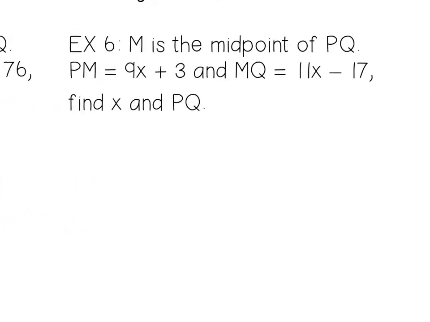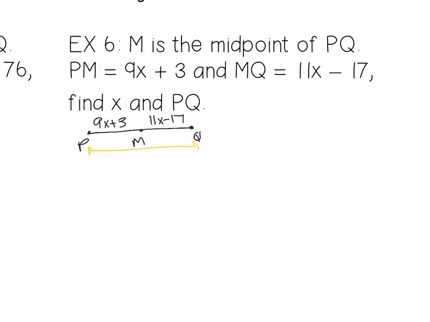Now I want you to try example 6 on your own, and then we will go over it. All right, so example 6 says that M is the midpoint of PQ. So again, I've got segment PQ with M as a midpoint. PM is 9x plus 3, MQ is 11x minus 17. And it wants me to find x, and it wants me to find PQ.